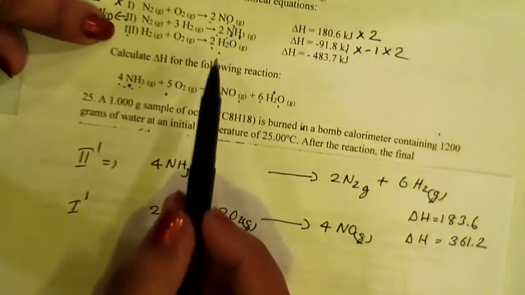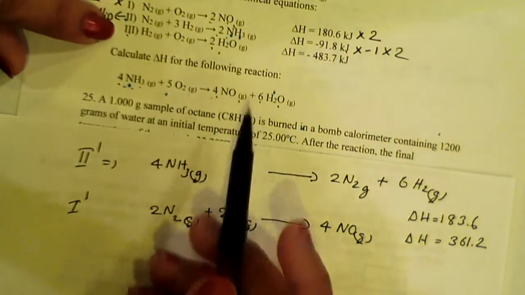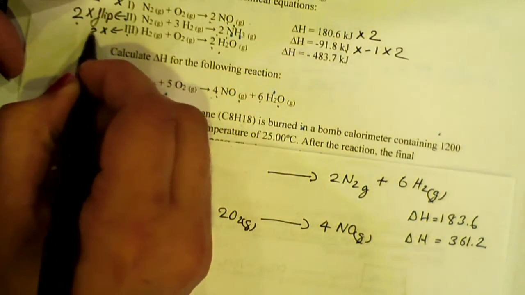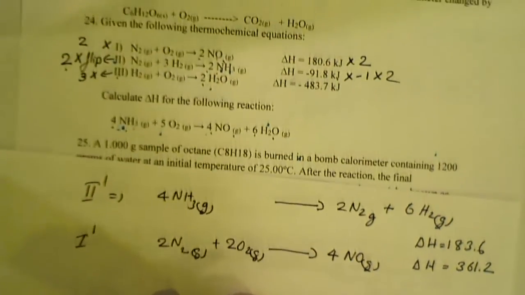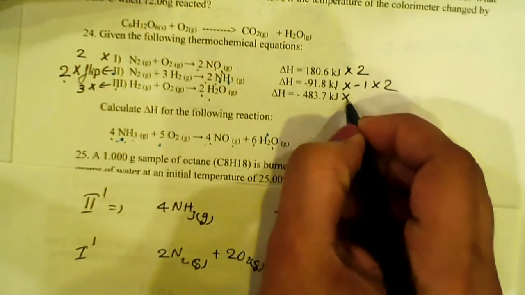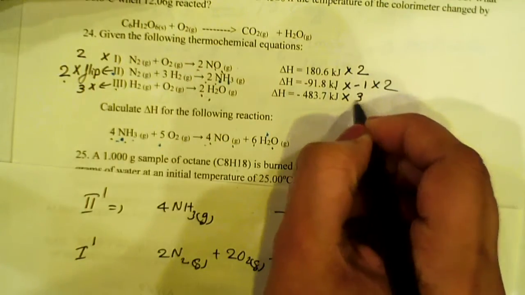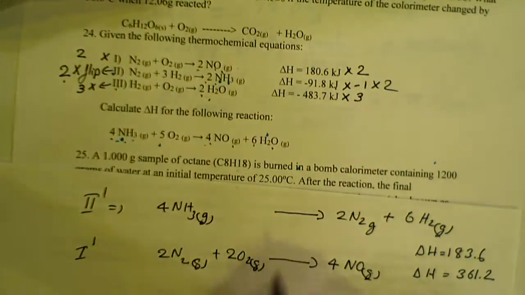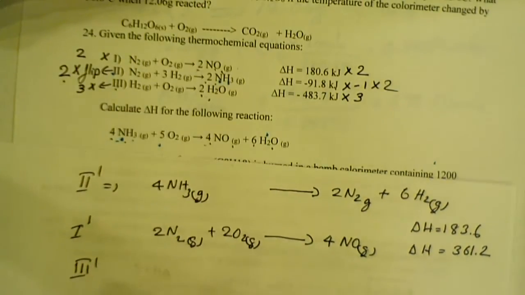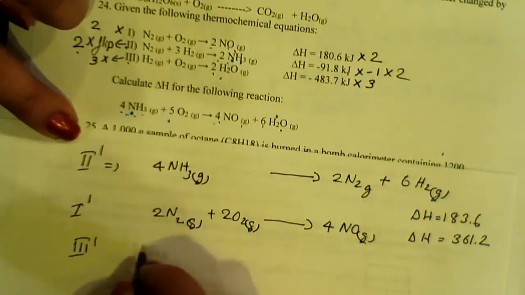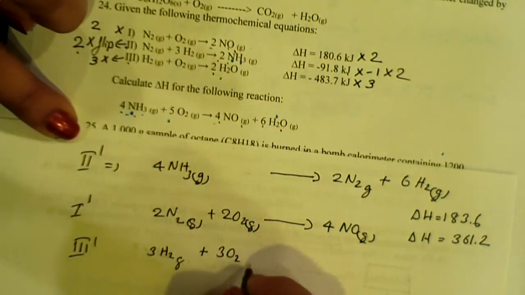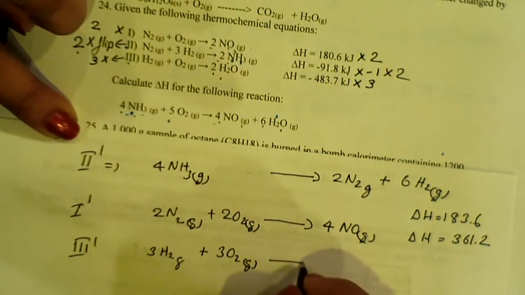This one we flipped, so we can say multiply by -1 and then multiply by the constant 2. And for the H2O, you need 6 H2O at the end, and in the given equation, the third one, H2O is on the product side, so just keep the direction the same but make sure the coefficient matches. So you have to multiply this equation by 3.